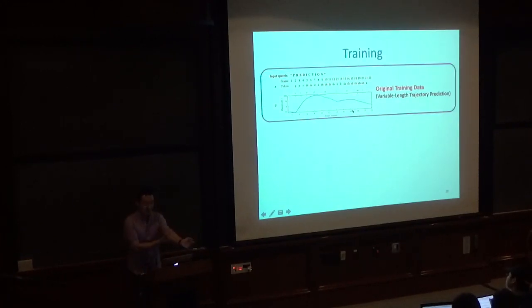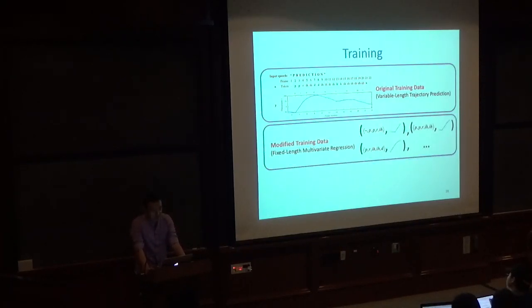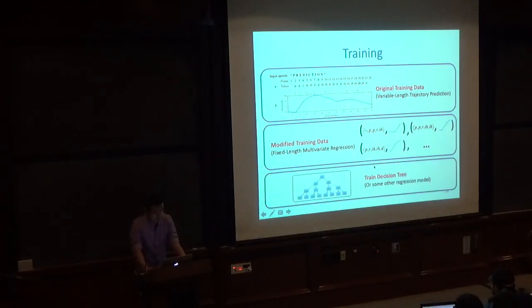OK, so how do we do training? The original training data had variable length trajectories. We want to only look at fixed length trajectories around a small local window, so we chop it up into input-output pairs of the following form. Again, I'm only visualizing one dimension of a 30-dimensional face model. Keep in mind we're only visualizing one dimension here. And then we train. We use standard training on this modified training set data.